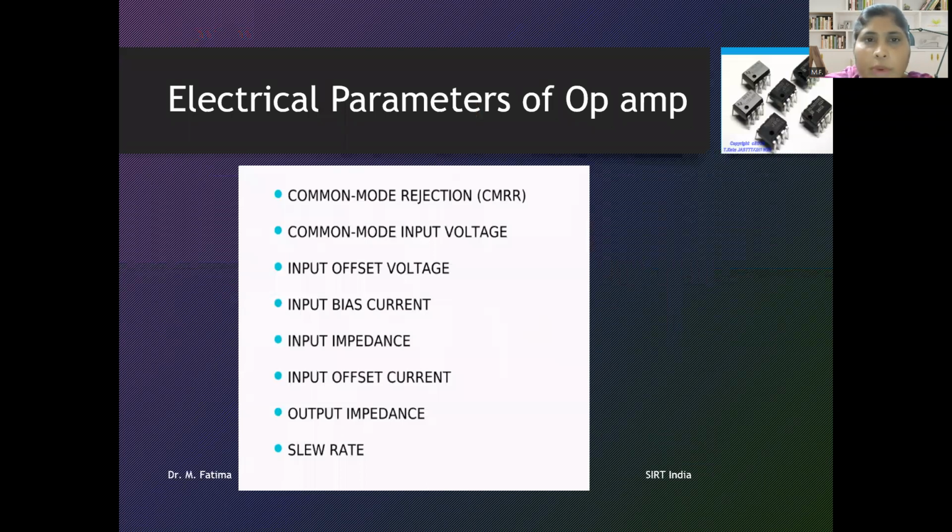Electrical parameters are common mode rejection ratio, common mode input voltage, input offset voltage, input bias current, input impedance, input offset current, output impedance, slew rate.